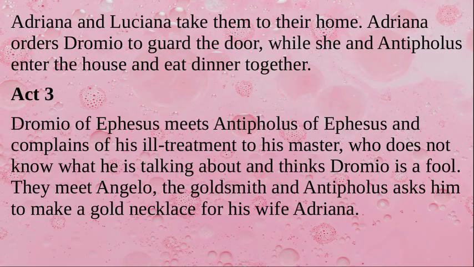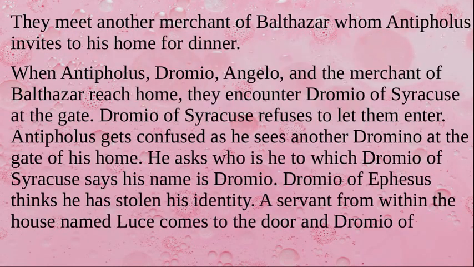Dromio of Ephesus meets Antipholus of Ephesus and complains of his ill treatment to his master, who does not know what he is talking about and thinks Dromio is a fool. They meet Angelo the goldsmith, and Antipholus asks him to make a gold necklace for his wife Adriana. They meet another merchant of Balthazar, whom Antipholus invites to his home for dinner.